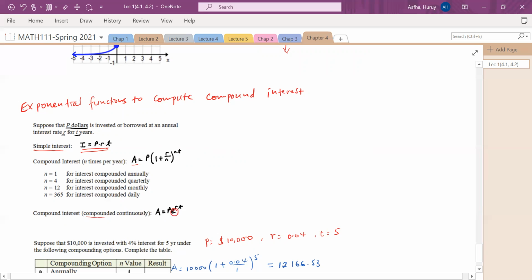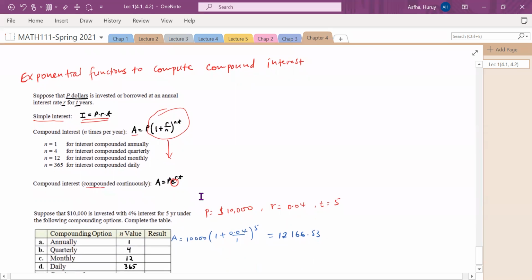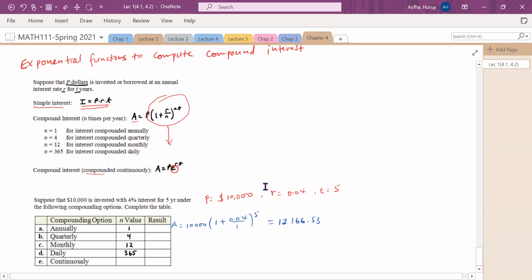And as you can see, here is the important number e. I'm not going to show you the derivation here, but it's in our book. If you are interested, you can go and see how we go from here to here and how we get this formula. So this is the compound interest when it's compounded continuously.